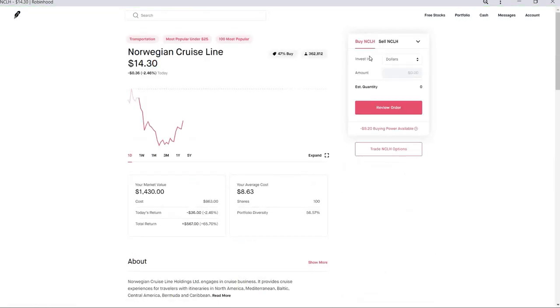I bought Norwegian Cruise Line at $8.63 a share when it really sold off back in, April? No, before. Had to be around March. Yeah, the end of March. I bought 100 shares at $8.63. So this cost me $863 for this position. This is a long-term hold for me.